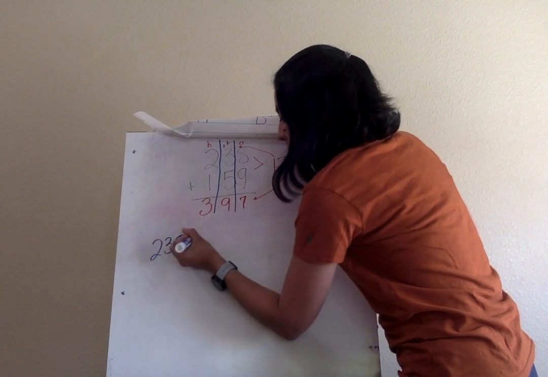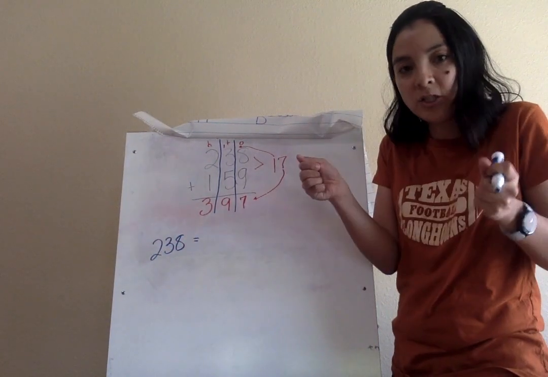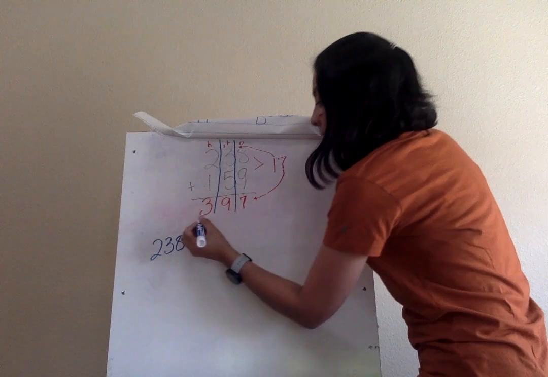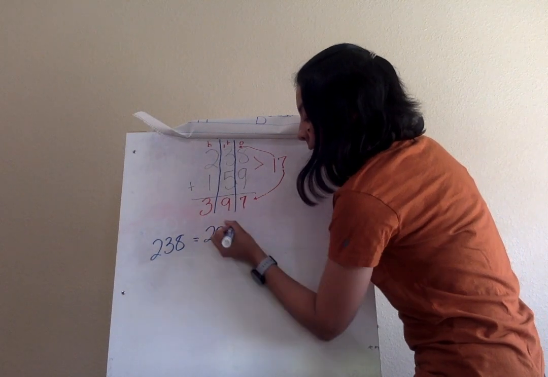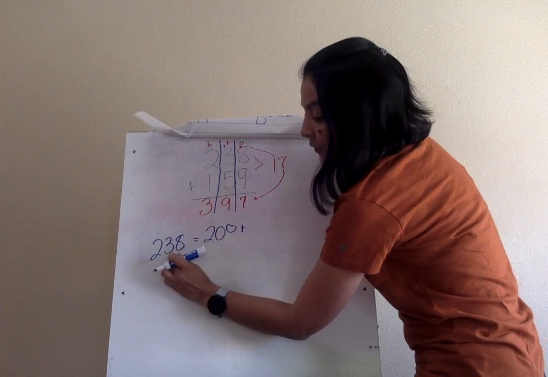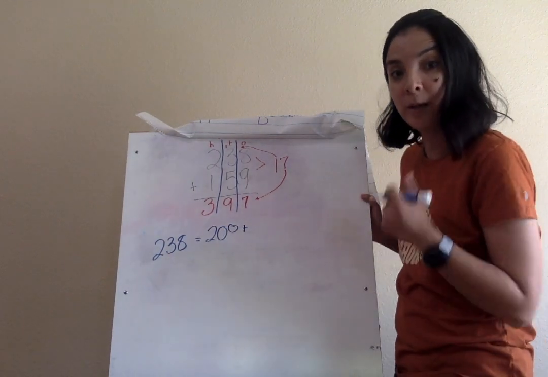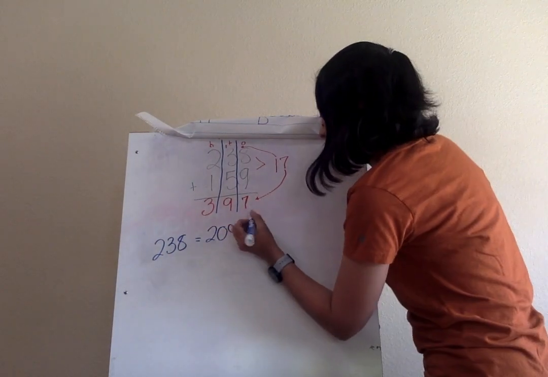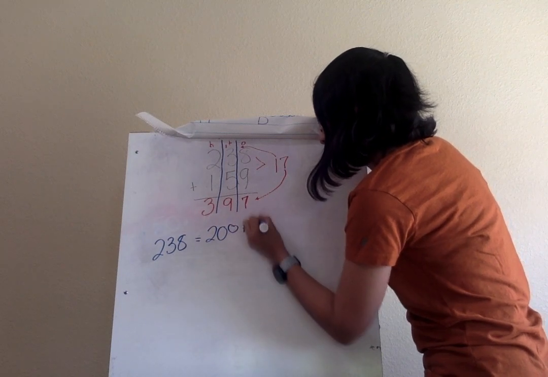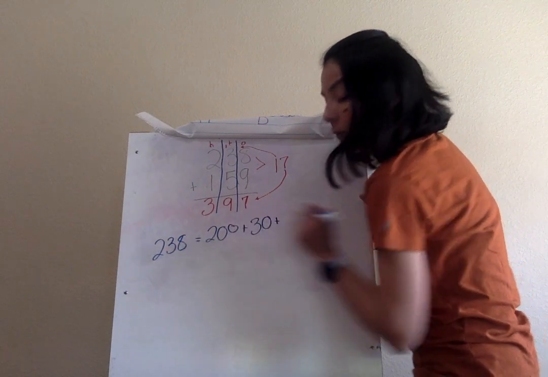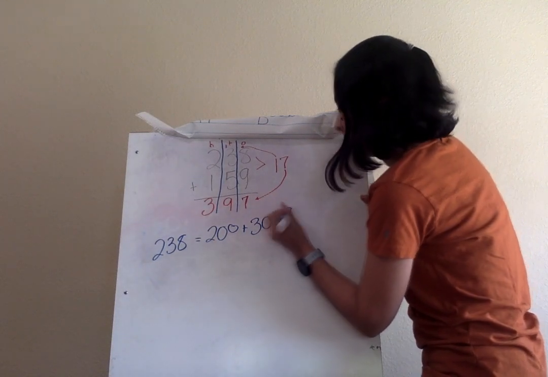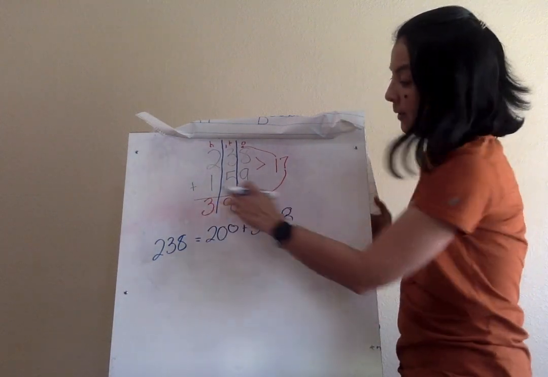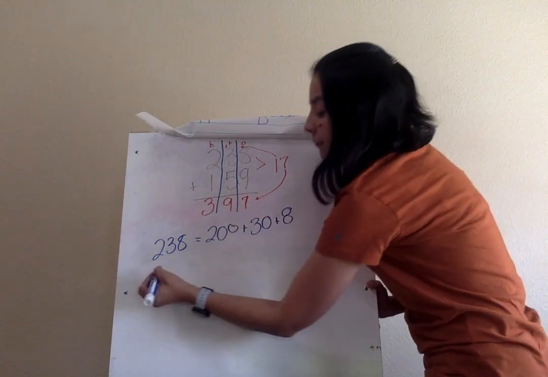238. If I stretch it, if I expand 238, then I will have 200 plus how many tens? 3 of them. So that'll be 10, 20, and 30. And 8 ones. That means I'm just counting by 1 8 times. And I'm going to expand my next number, 159.